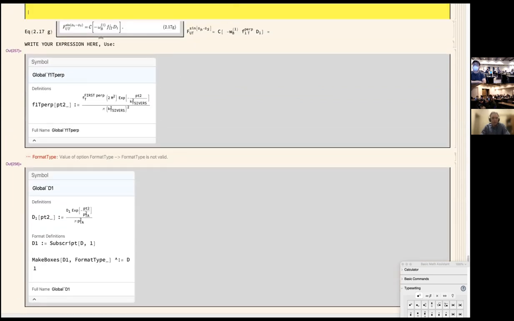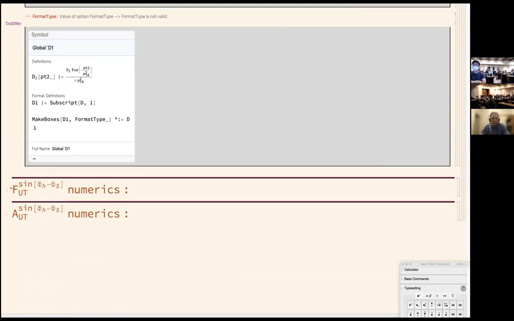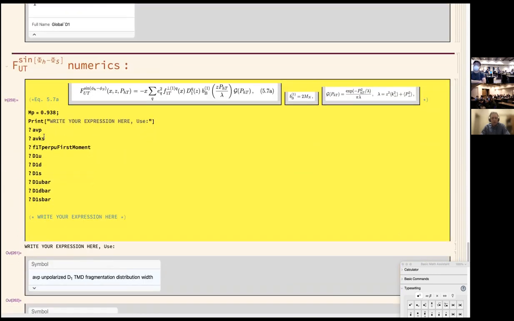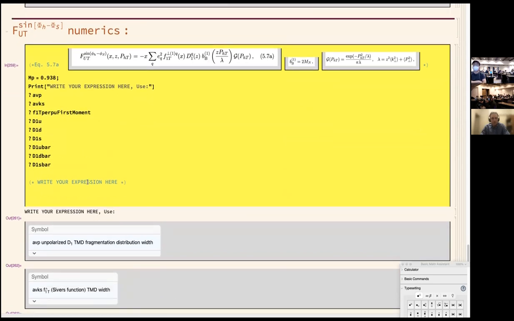So once you find out what the result is, it tells you now do the numerics. And it also gives you hints. Use AVP, AVKS, which is the width of the Sivers function. Use the first moment of the Sivers function, and it gives you how to use this first moment for up, down, and so on and so forth. Use D1U, D1D, and so on and so forth. So once you have this expression, you can go ahead and write it.